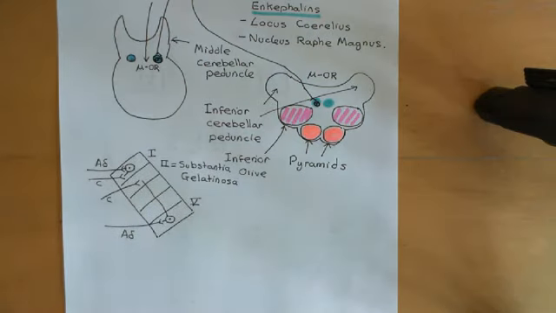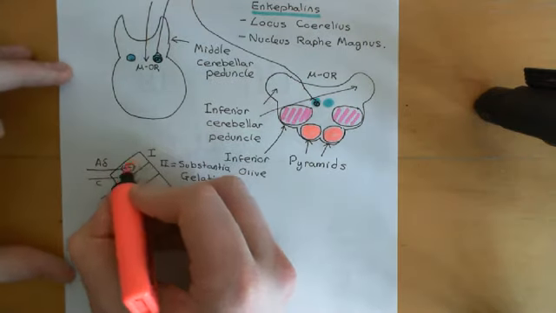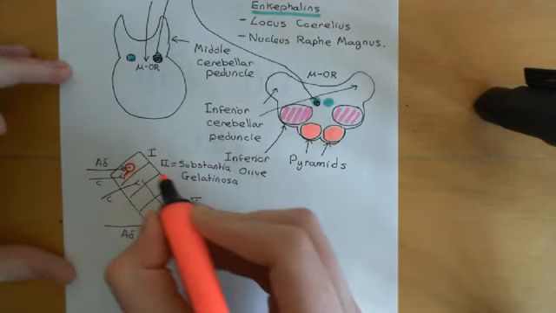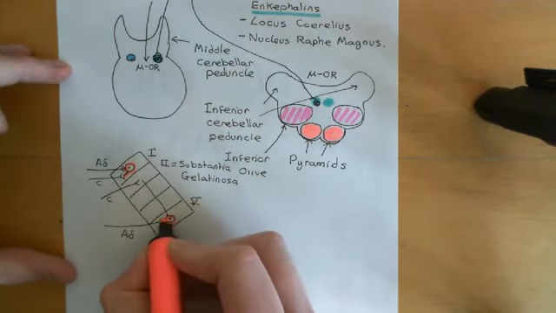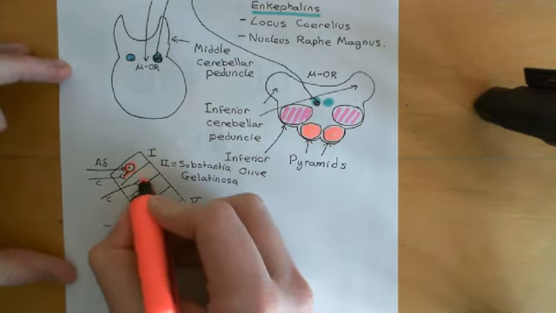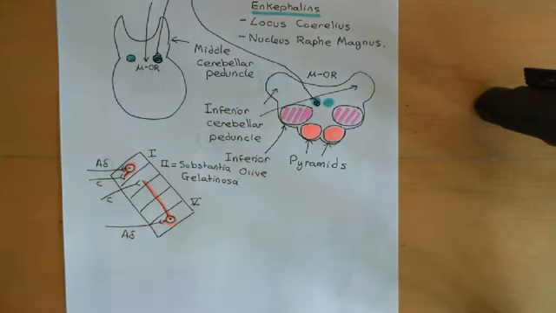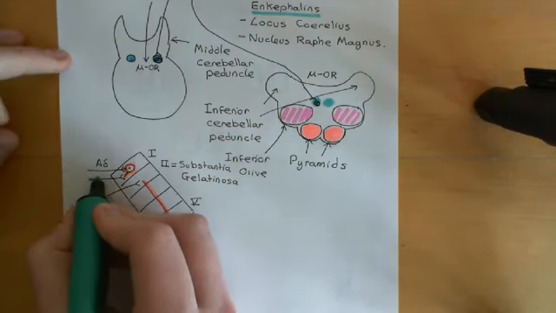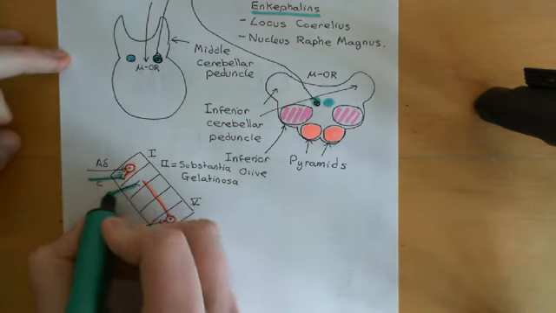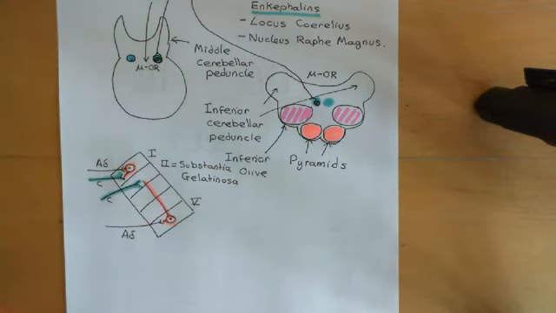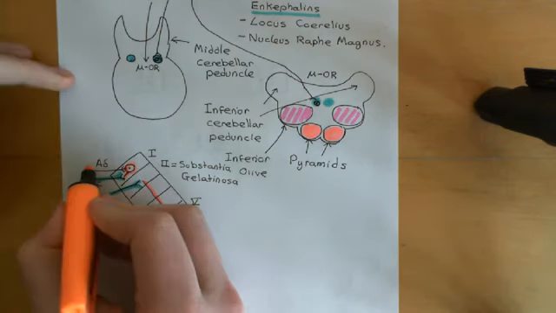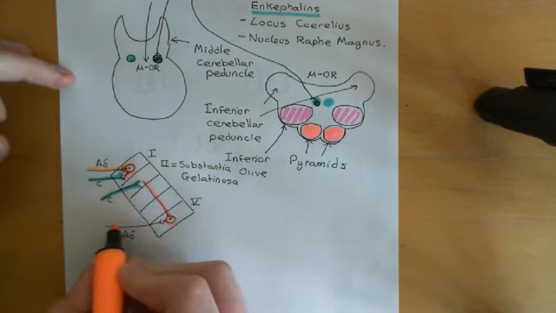Right, so let's add a little bit of colour onto this picture. Here are the second order spinothalamic projection neurons in red. Here are our C fibers in turquoise. And here are our A delta fibers in orange.